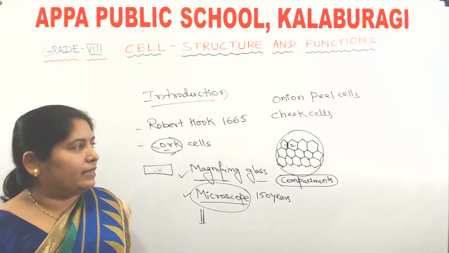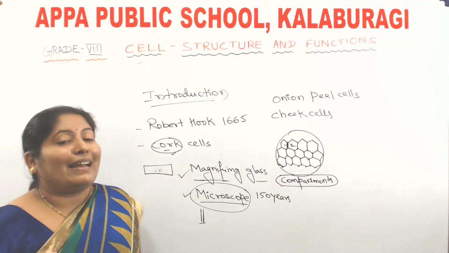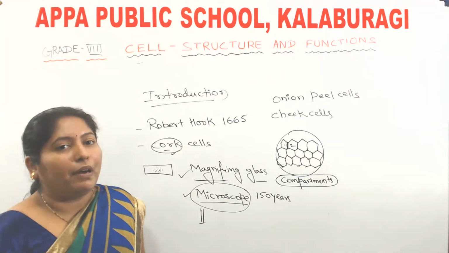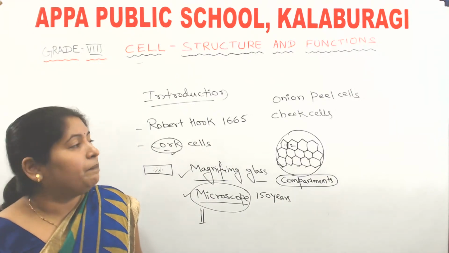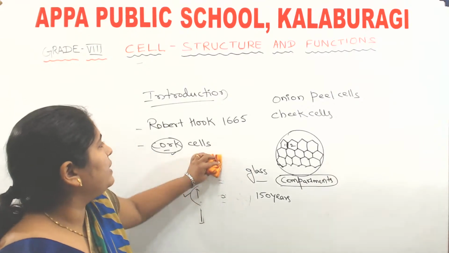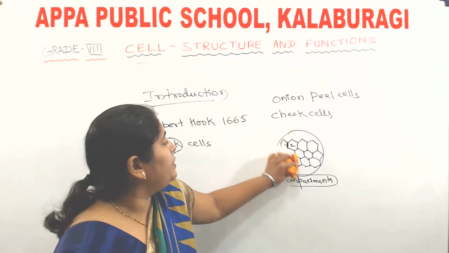That's why in the beginning of the introduction I told you the characteristics of living things. What was the characteristic over there? Living things are made up of cells, right? So when they started observing these onion peel cells in the microscope, how was the observation at that time?